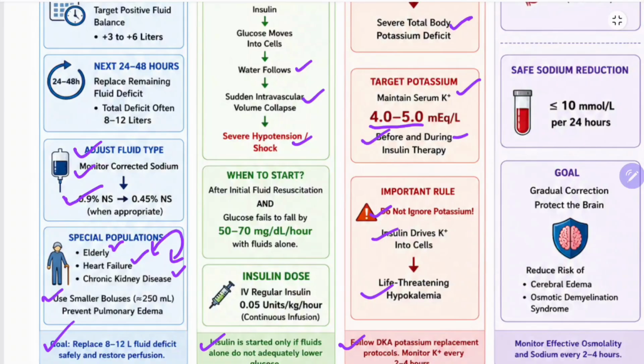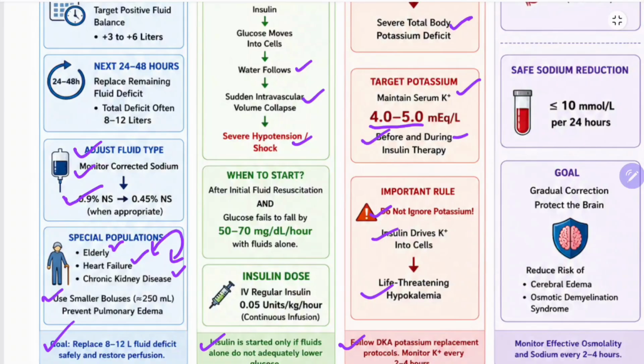But similar to DKA, if the potassium is between 3.3 to 5, then we will add half of this, meaning 20 to 40 milliequivalents per liter. If the potassium is more than 5, then we will not give potassium to that patient. Okay. And whether you are giving insulin or not giving insulin, in both conditions you check the potassium, and on the protocol of DKA you give the potassium to the patient.